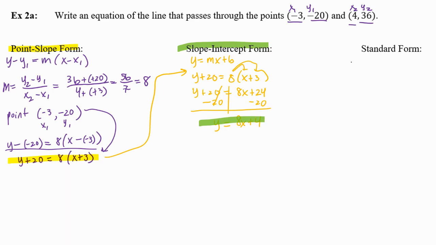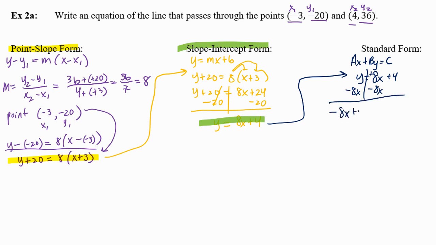Okay, the last one we want is standard form. So we want ax plus by is equal to c. We'll take this equation right there. Y equals 8x plus 4. Y is already on the left like it needs to be. We need to get this positive 8x to the other side, so we're going to have to subtract it from both sides. That'll give us negative 8x plus the positive y that was already there. 8x's will cancel on the right, giving us a 4.